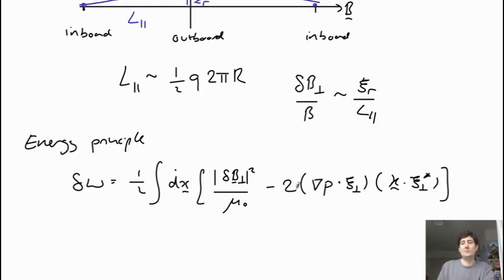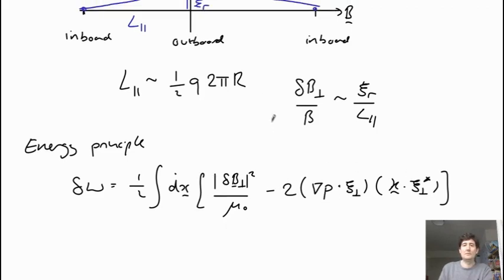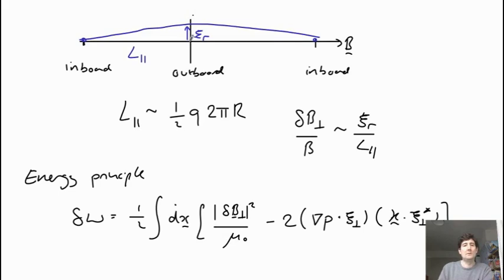So there are terms involving J parallel, there are terms involving compression. Here we're going to assume that the plasma is essentially incompressible, and we're just going to look at the balance between this field line bending and this drive. So if the plasma is going to move outwards, it's going to take energy to bend the field lines, but there may be a drop in potential energy because of the pressure gradient and curvature.